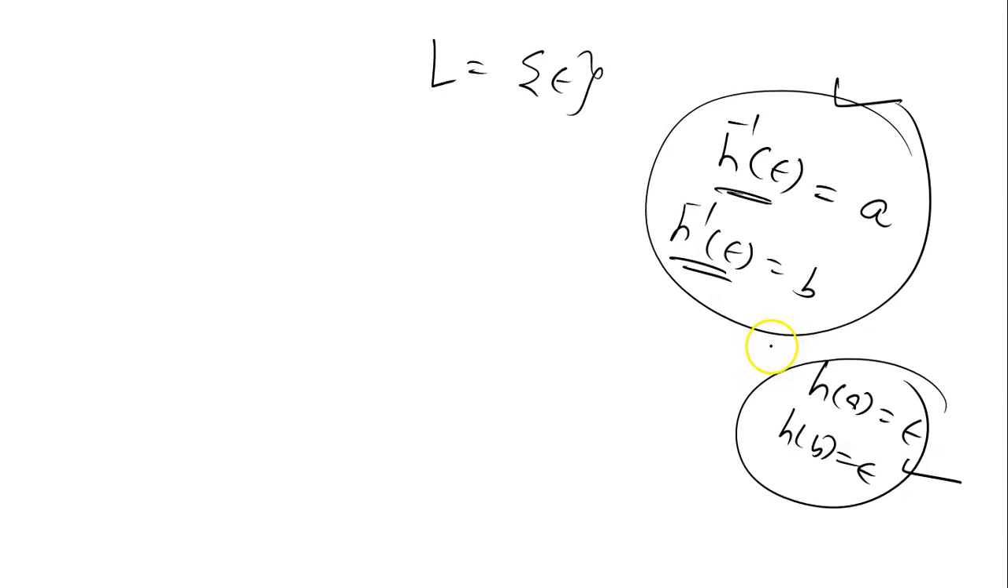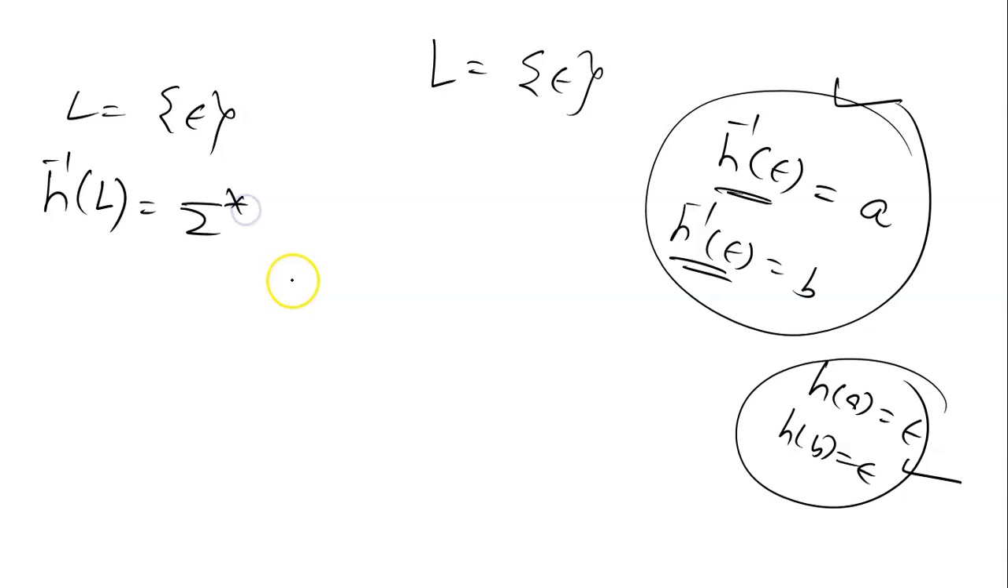Now from this you can see that if I have this language L, what is the inverse homomorphism? Let's see, h inverse of L. The inverse homomorphism will be basically the set of all strings, sigma star. Why sigma star? Because I can write this L like this: epsilon, or I can write epsilon dot epsilon, or epsilon dot epsilon dot epsilon.